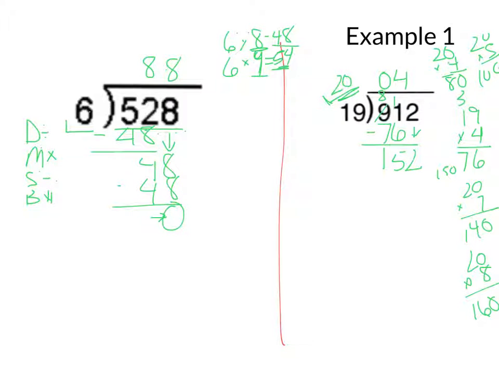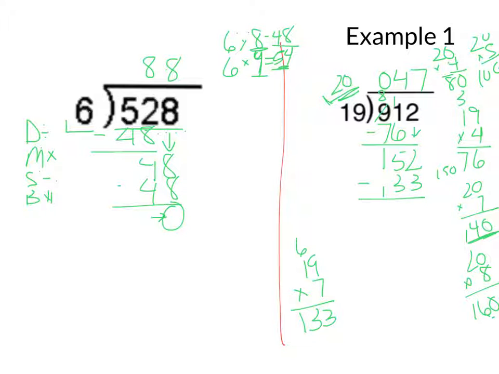And I know that I have 152. We don't have 160, so we're going to have to go with this lower number. So we're going to say it goes in, makes 7 groups. So what is 19 times 7? Well, we're going to need to multiply that. 133.